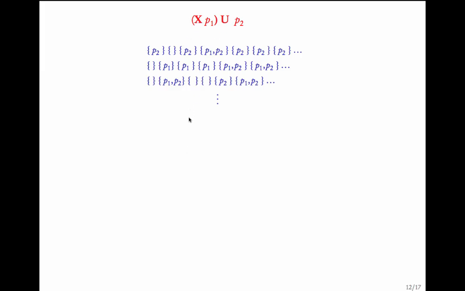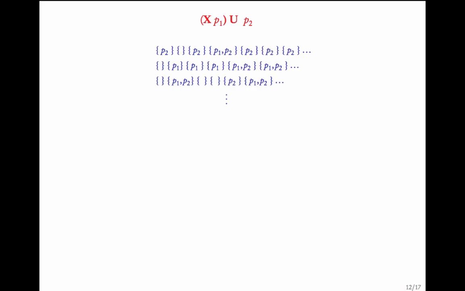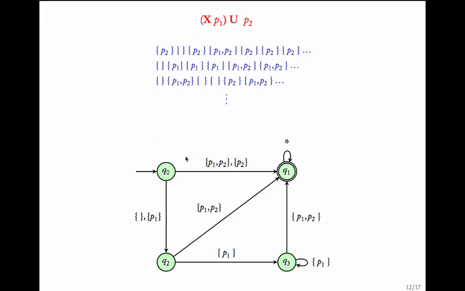There are many words like this which satisfy X P1 until P2. Let us now have a look at the automaton for X P1 until P2. It has 4 states. In the initial state, there are 2 options. Suppose the first letter that is read already contains P2, then we are done. We go to an accepting state from where you can read any letter.